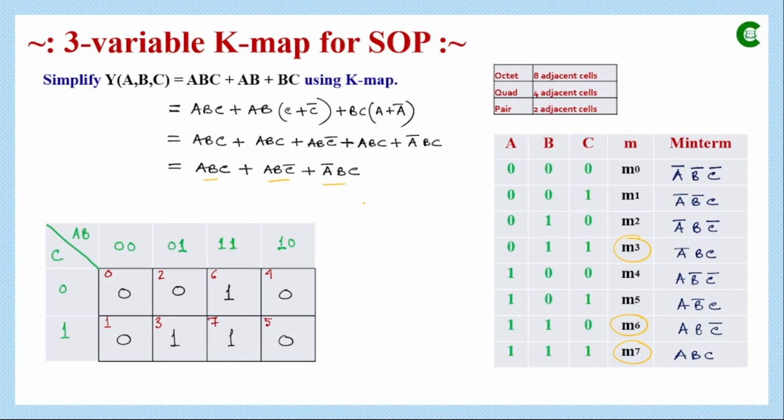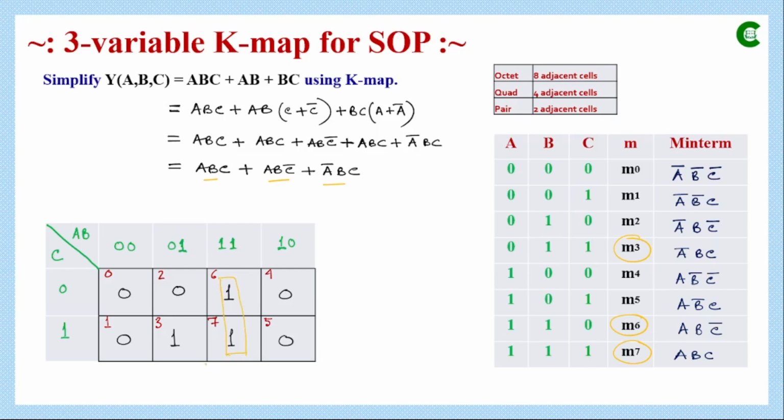So if that is not possible, then we will check whether any quad is possible or not. Quad means it is a group of 4 adjacent cells. And again, since this function has 3 min terms, a quad is not possible. Then if that is not possible, we will go for a pair. Pair means it is a group of 2 adjacent cells. Since we have 3 min terms here, there is a possibility of pairs. Now we have to see whether there are adjacent cells or not. As per the definition of adjacent cells that we learned in our last class, we can see these 2 cells are adjacent cells. So we will group them.